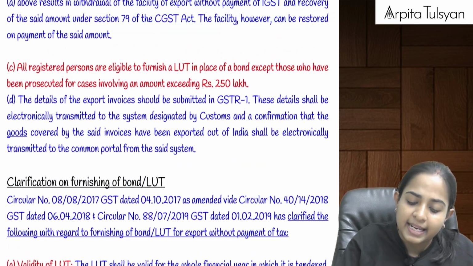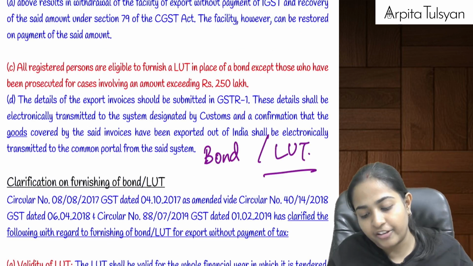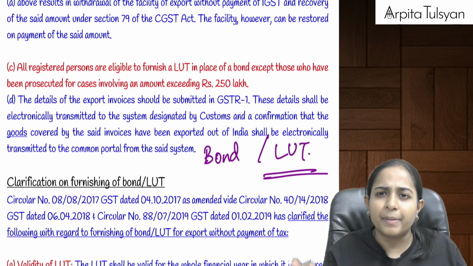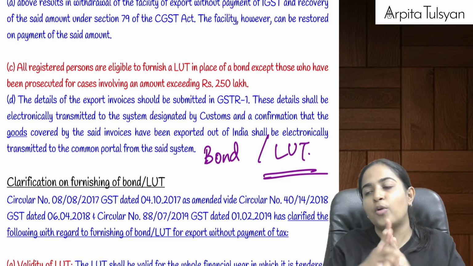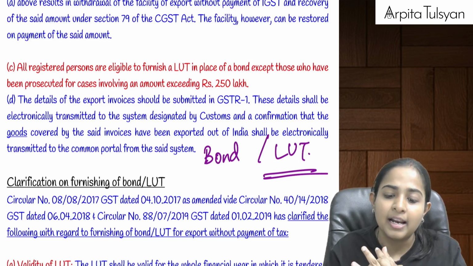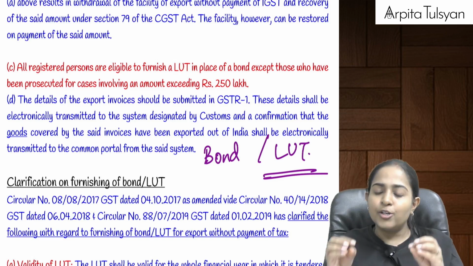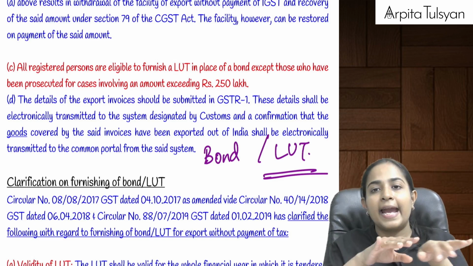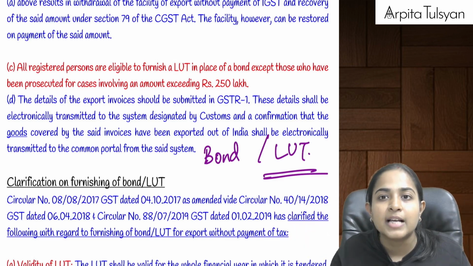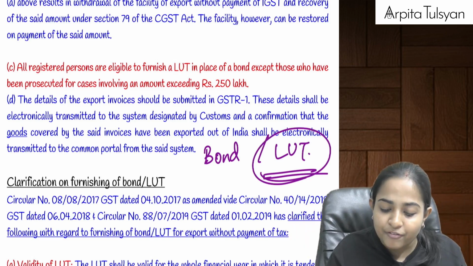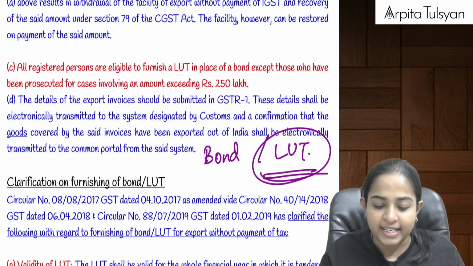Ma'am, is there any difference between bond and LUT also? Yes, there is a difference. LUT is a very simple thing. LUT, letter of undertaking, is just a document that you have to fill on the GST portal where you say that, sir, if I do any default, I will pay you the tax along with interest. You just submit that LUT. The acknowledgement that is generated will be considered as if your LUT is approved. And once you file a LUT, that is valid for the entire year.